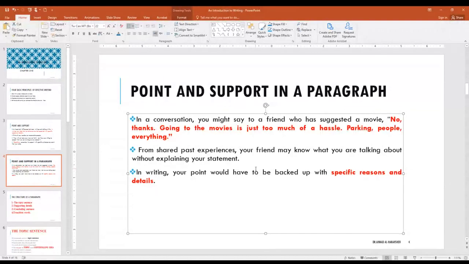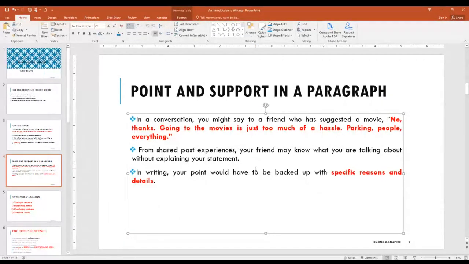What do you mean by everything? In writing, this is unacceptable. In spoken discourse, this can be acceptable. But in writing, this is unacceptable. When you say parking, what do you mean by parking? What is the problem with parking?